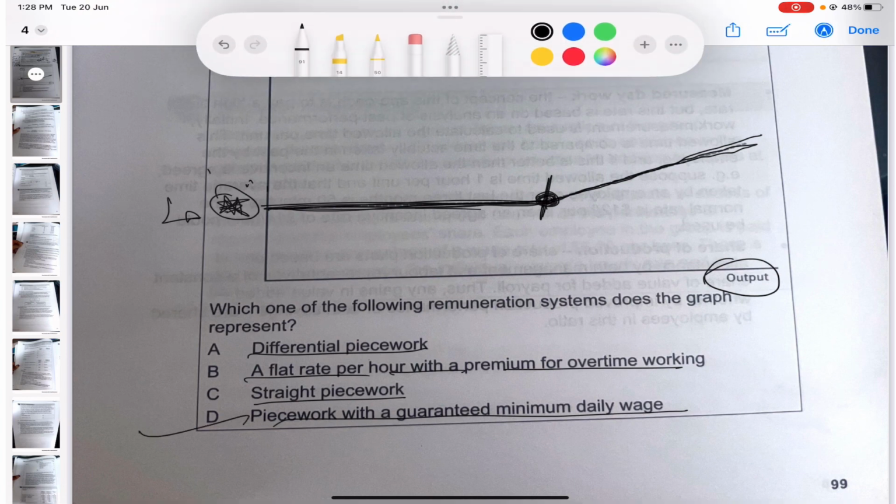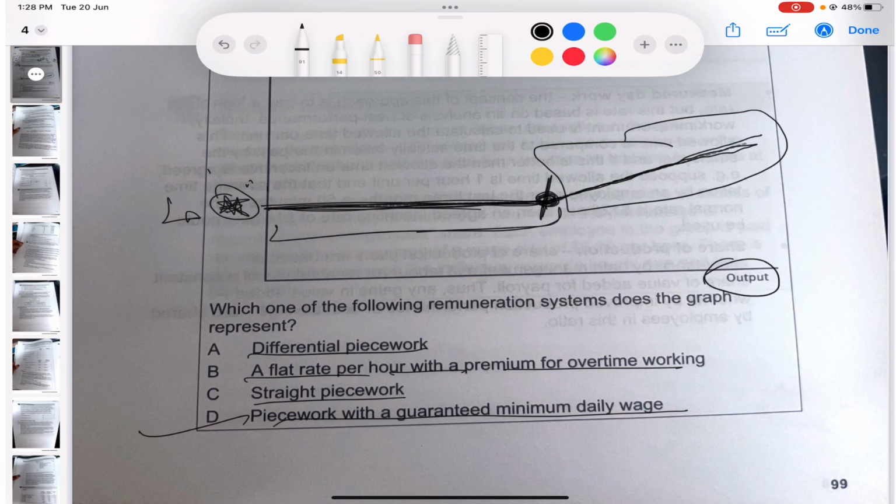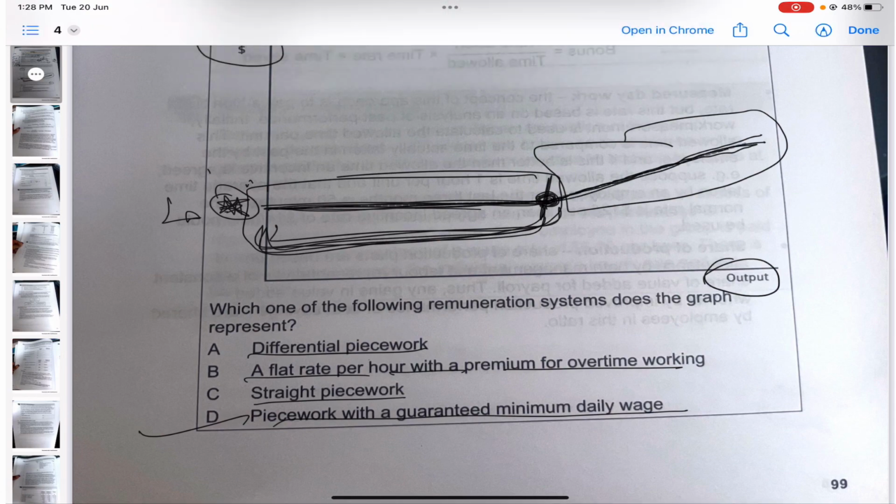Why is it D? Because the graph represents a piecework system, right? There's an upward sloping curve over here, that is my piecework system, and also this is basically my minimum wage. So no matter what, this much minimum wage must be there, followed by piecework from here. Okay, so my answer is D.